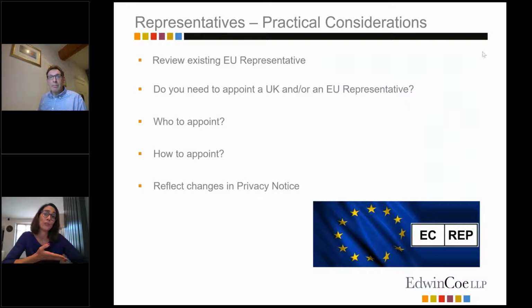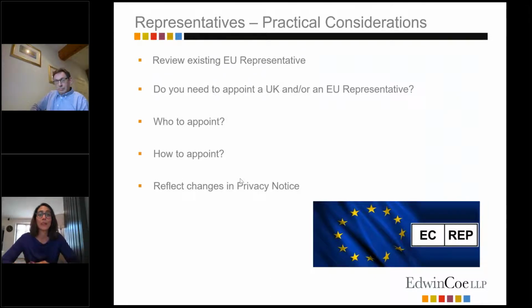The appointment of your representative must be in writing and should set out the terms of your relationship, and often in practice this is done under a simple services contract. But please note, when you appoint a representative, this does not affect your own responsibilities or liabilities. It simply gives the regulators and data subjects a point of contact should they need to engage with you.